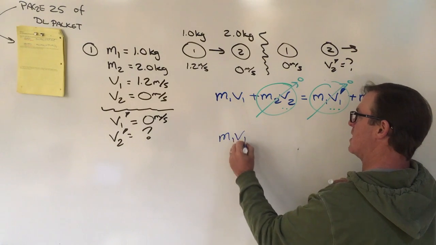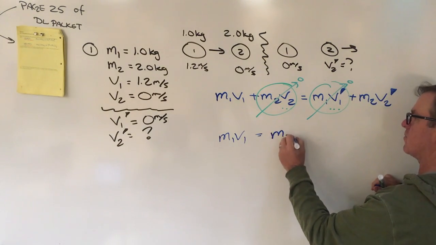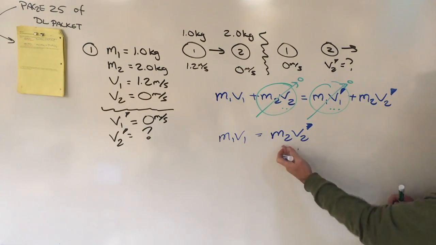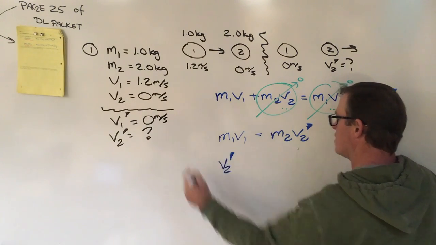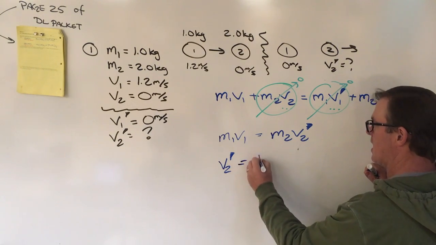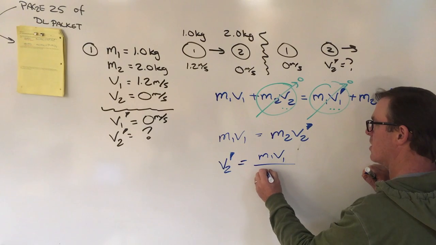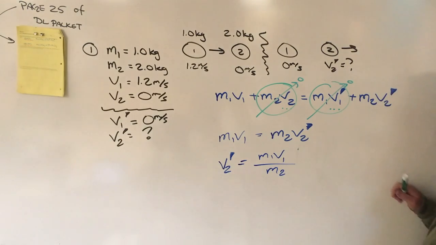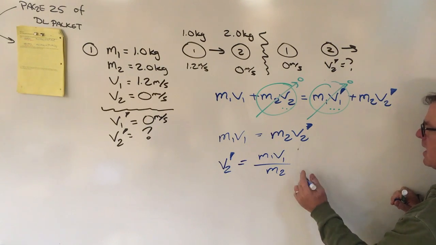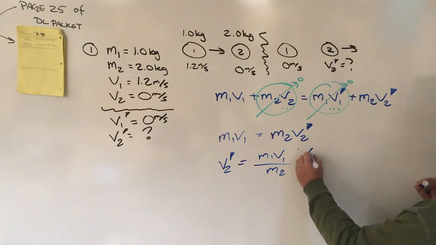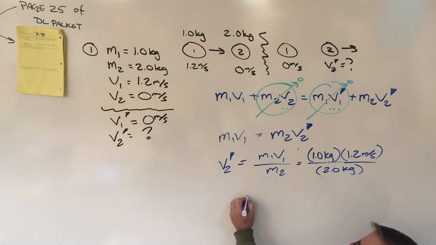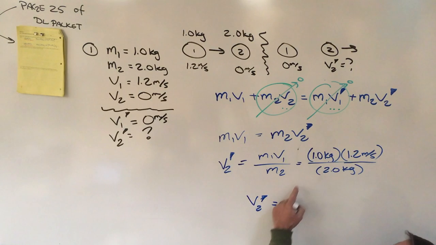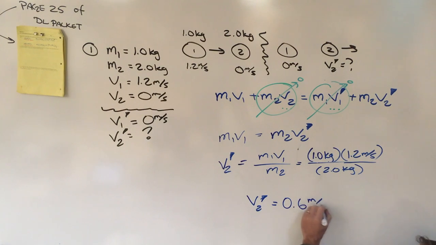Rewriting it now with the remaining two terms, we have this, and we're going to solve for V2 prime, because that's what we're looking for. Dividing both sides by M2, we get M1 V1 over M2 equals V2 prime, and we can now substitute in our values. And we see that V2 prime equals 1 over 2, a half of 1.2, which is 0.6 meters per second.